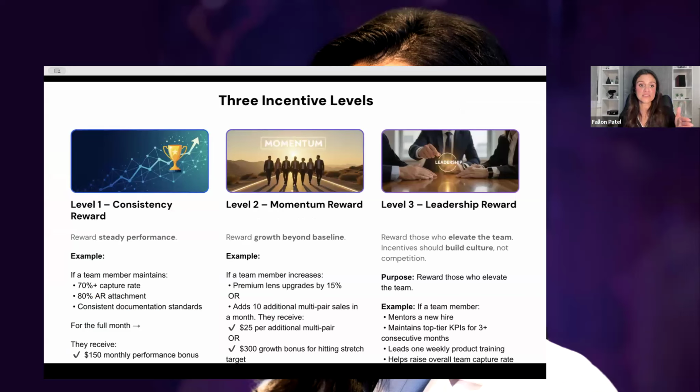And again, I've made mistakes in this in the past where I've just had a consistency reward. Let's say you set a basic goal, somebody meets a 70% capture rate, 80% in reflection of attachment, and we tie in an operational KPI there as well, consistent documentation standards, right? We always want good note taking. Okay, they did that for the whole month. They receive a $150 performance bonus. Great. But what happens if they meet that bonus before the end of the month? Well, this is great because you have a percentage, right? So they always have to keep working till the end of the month.